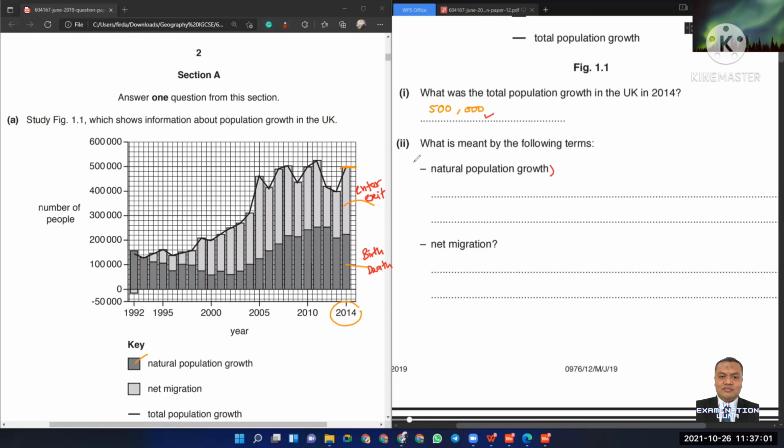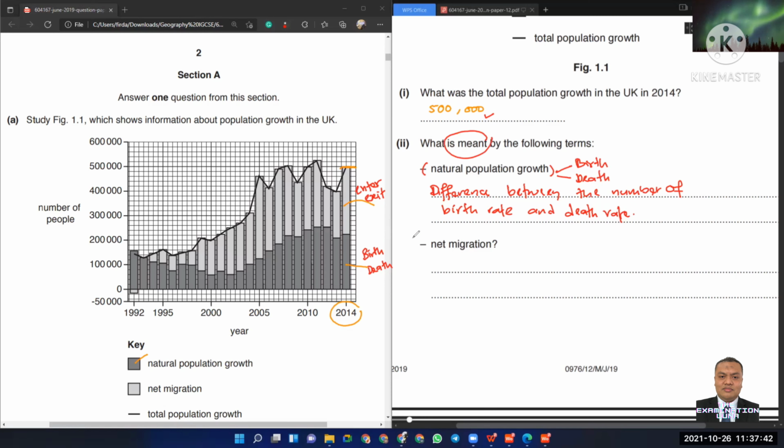Kalau kita cakap tentang natural population growth, it's all about the birth rate and the death rate, and then lepas tu you subtract dua-dua ni, and then you akan dapat the difference. So that is your natural population growth. So in simpler terms, you can say it is all about the difference between the birth rate and death rate. Okay. Sebab kita cerita pasal kadar kelahiran dengan kadar kematian. They want the definition. So you give the definition only.